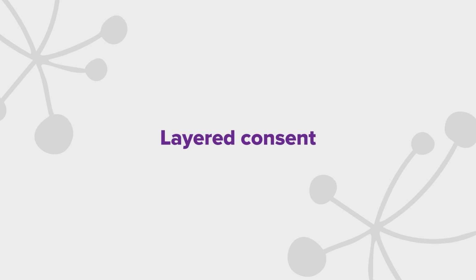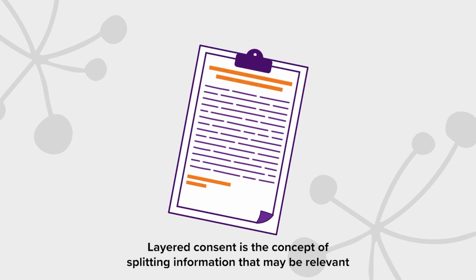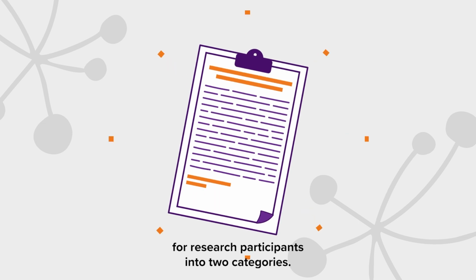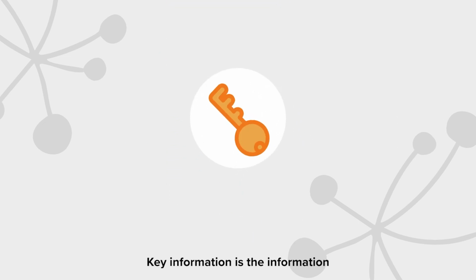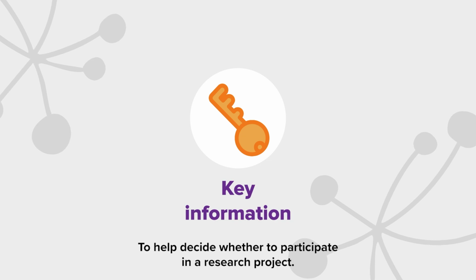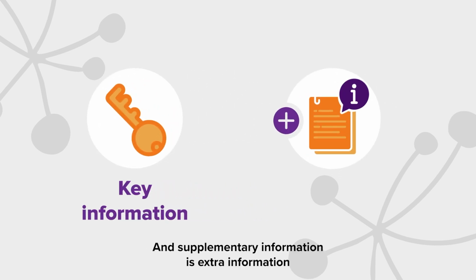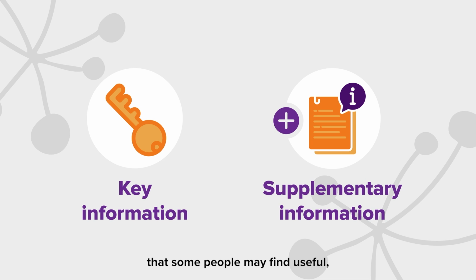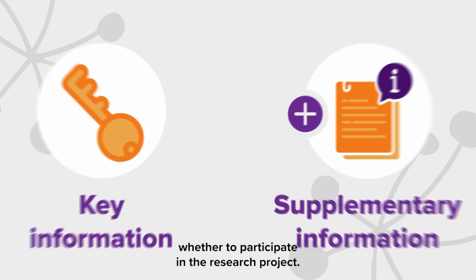Layered consent. Layered consent is the concept of splitting information that may be relevant for research participants into two categories. Key information is the information that many potential participants would consider significant to help decide whether to participate in a research project. And supplementary information is extra information that some people may find useful, but is not essential for a potential participant's decision whether to participate in the research project.